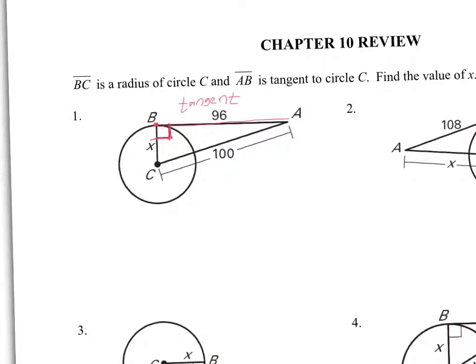do is use the Pythagorean theorem. So on number 1, we can see that 100 is the hypotenuse, so make sure we set this up correctly. I'm going to do x squared plus 96 squared equals 100 squared. I mean, really, for a problem like this where you're given a right triangle, the fact that there's a circle here kind of doesn't matter because you already know there's a right triangle and you can use the Pythagorean theorem. Okay. Let's figure out what these are.